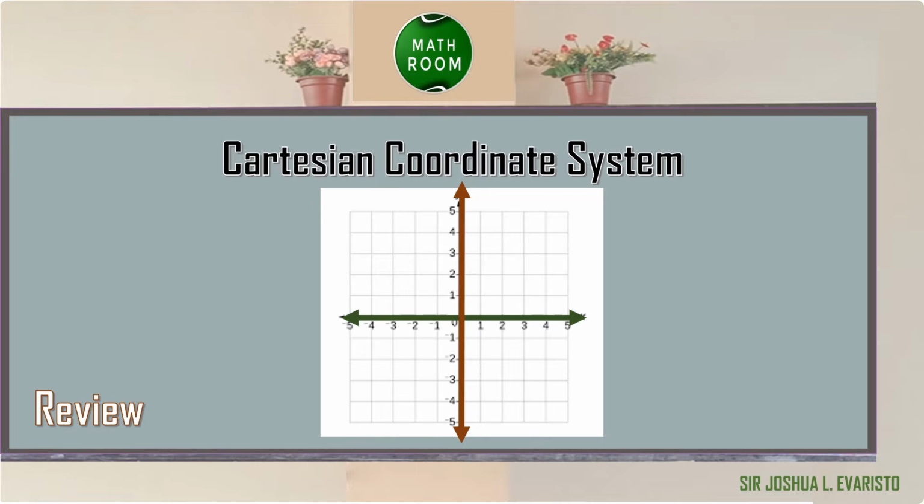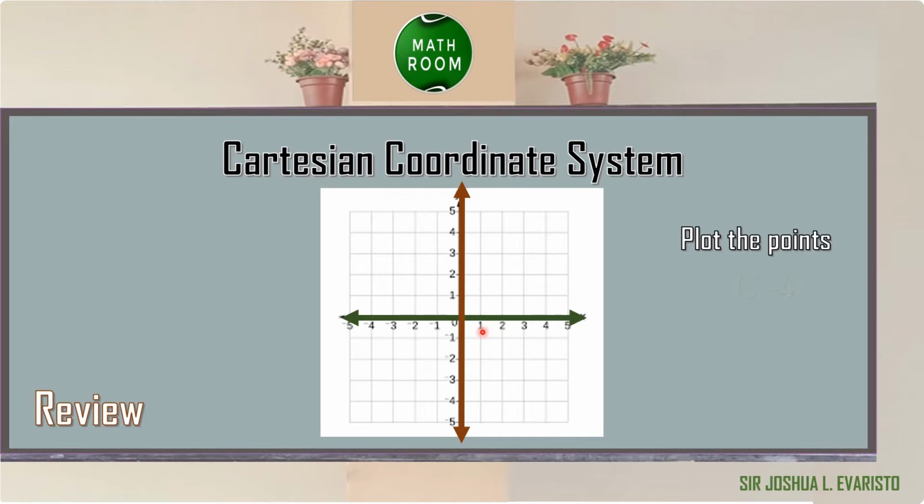For the first quadrant, the values are positive for x and positive for y. For quadrant 2, we have negative values of x and positive values of y. For quadrant 3, we have negative values of x and negative values of y. For quadrant 4, we have positive values of x and negative values of y.